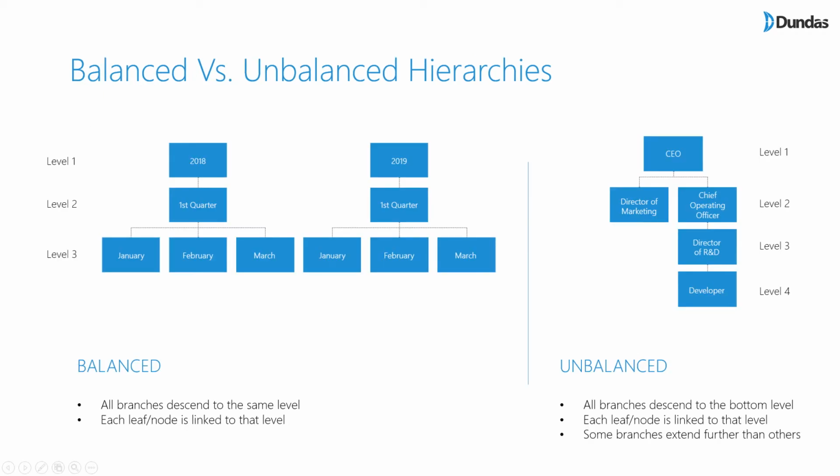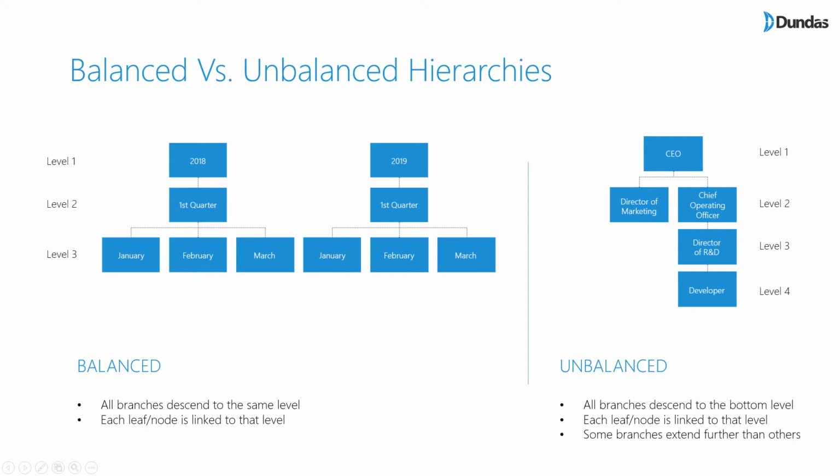Here we have an example of a balanced and an unbalanced hierarchy side by side. While the branches in the balanced hierarchy all descend to the same level, some branches in an unbalanced hierarchy will have more levels than others, and all leaves will not be connected to the same level. Notice that with the balanced hierarchy, all branches extend to the bottom level, and each leaf or child node is linked to that level. However, with the unbalanced hierarchy, we see that the branches under the COO, for example, extend further than those under the Director of Marketing. This is what makes it unbalanced.